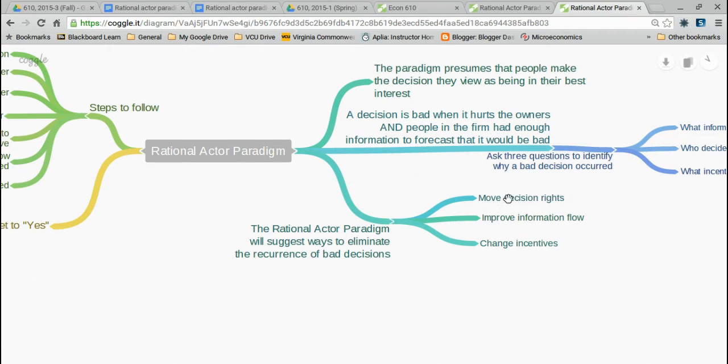One way to improve the decisions is to move the decision rights to someone who has better information or better incentives. A second way to improve decisions is to improve the information flow to the decider. And a third way is to change the incentives faced by the decider.